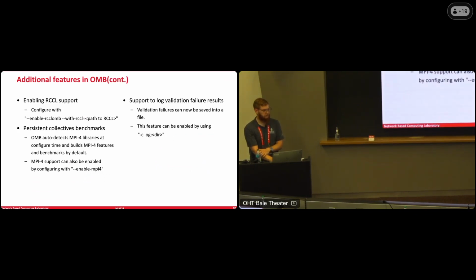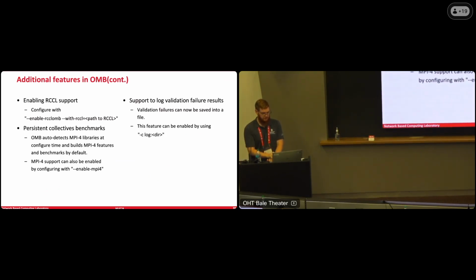We've also added RCCL support. So this is basically the ROCm version of NCCL. It uses a very similar interface, and we support benchmarking that as well. So you can compare the performance of RCCL collectives to MPI, as well as MPI 4.0 persistent collectives, which, again, is mostly for validation, but as more work gets done on enhancing their performance, we want to see what kind of benefits they can give in terms of performance gain.